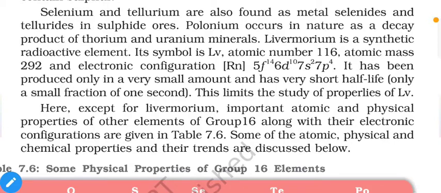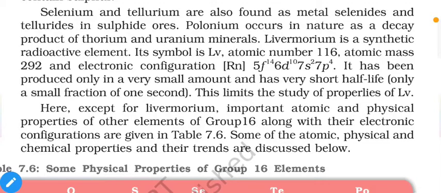Livermorium is a synthetic radioactive element. Its symbol is Lv, atomic number 116, atomic mass 292, and electronic configuration Rn 5f14 6d10 7s2 7p4. By synthetic radioactive element, we mean it is not a naturally occurring element. Instead, it is made in the laboratory. It has been produced only in very small amounts and has a very short half-life, only a small fraction of a second. That means as soon as we make it, it instantly decays into simpler atoms.